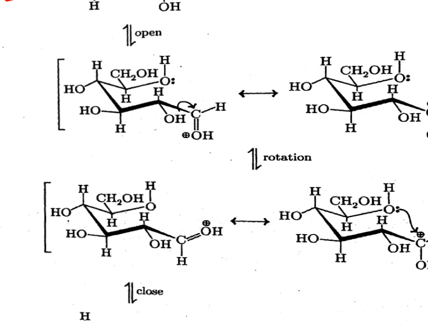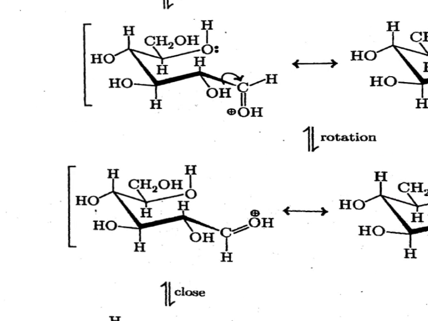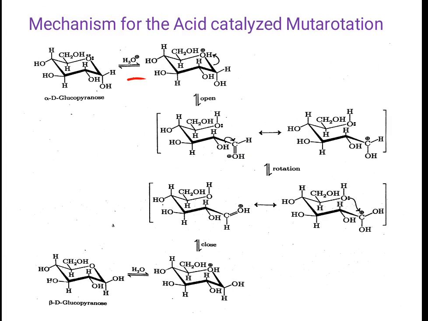If it rotates in this way, if this bond rotates, you will get this one after rotation, and after the ring closure you will get this form. That means if you started with alpha D-glucopyranose, you are getting beta D-glucopyranose via a rotation of bonds.